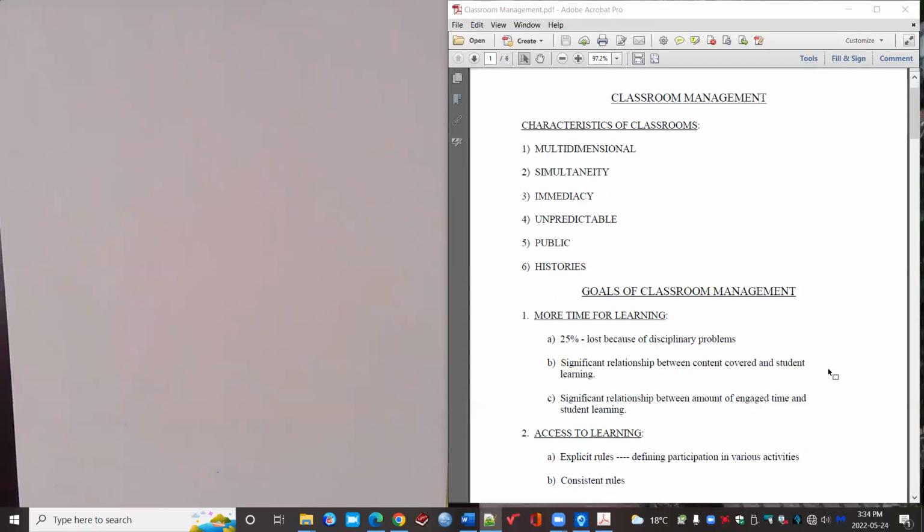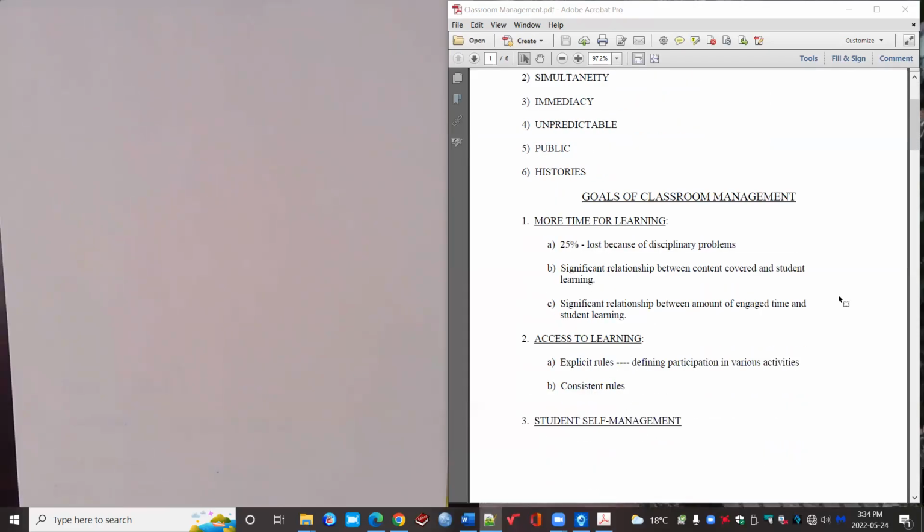All right. So let's take a look at the goals of classroom management. Well, the first thing is that we see 25% of available time lost to interruptions and rough transitions. This is true. A quarter of the available time is lost in interruptions, rough transitions, and discipline problems.